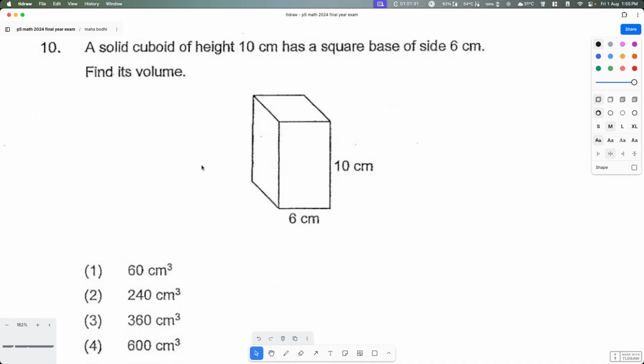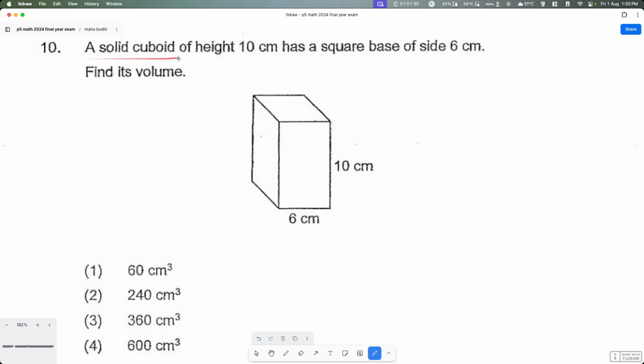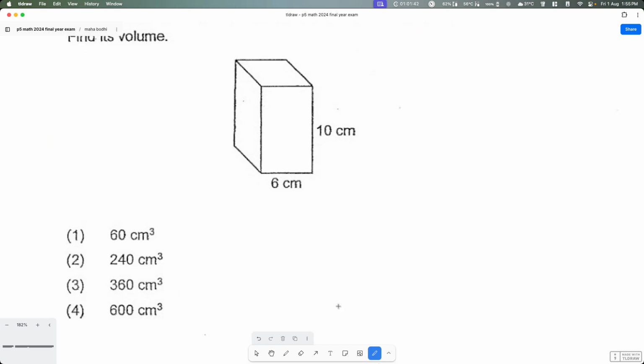Okay, let's move on to question number 10. We are on a roll. A solid cuboid of height 10 centimeters has a square base of 6 centimeters. Find its volume. Okay, so square base is this here, right?